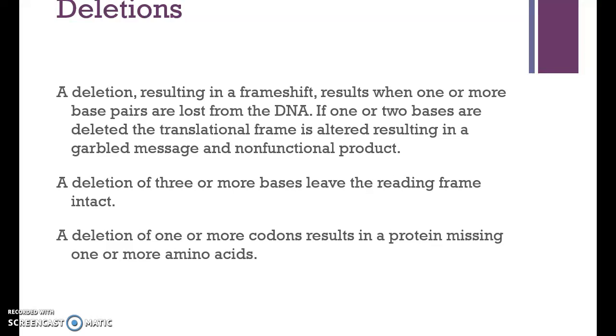Deletions. A deletion resulting in a frame shift results when one or more base pairs are lost from the DNA. If one or more bases are deleted, the translational frame is altered, resulting in a garbled message and a non-functional product. A deletion of 3 or more bases can leave the reading frame intact, and a deletion of 1 or more codons results in a protein missing one or more amino acids.